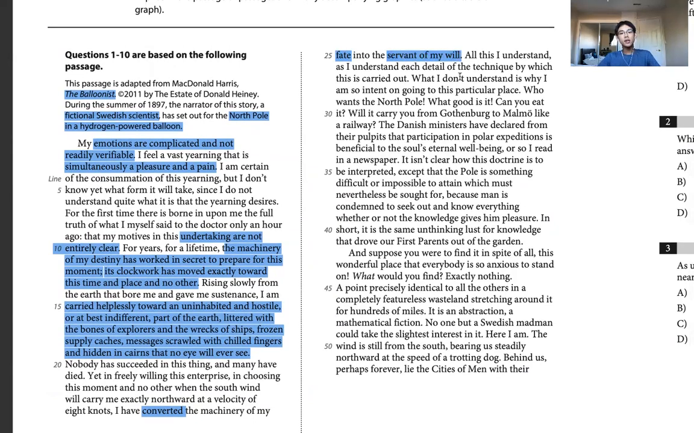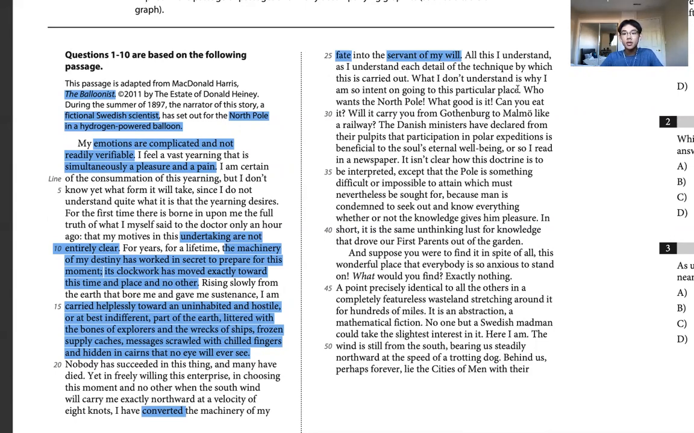So what the narrator is basically saying in this sentence is that he is no longer being controlled by his fate, his destiny, by that hand that's pushing him to go to the North Pole and explore, but rather it is now his own will. So now, instead of just succumbing to his fate and playing it out, he is using his own will to choose to go on this expedition. "All this I understand, as I understand each detail of the technique by which this is carried out. What I don't understand is why I am so intent on going to this particular place."